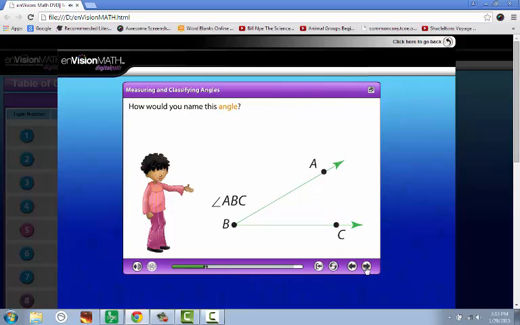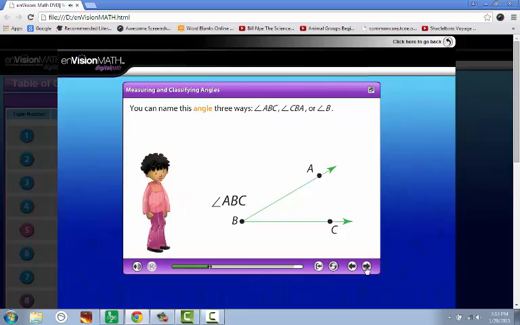How would you name this angle? So think about a few ways you could name the angle. Pause it if you have to. You can name this angle 3 ways: angle ABC, angle CBA, or angle B.